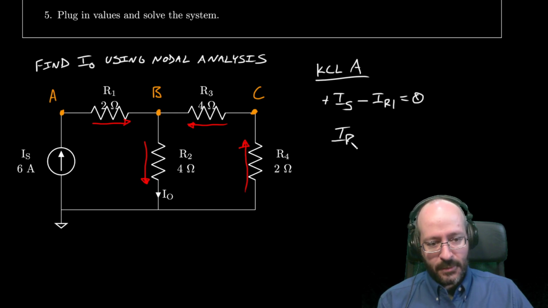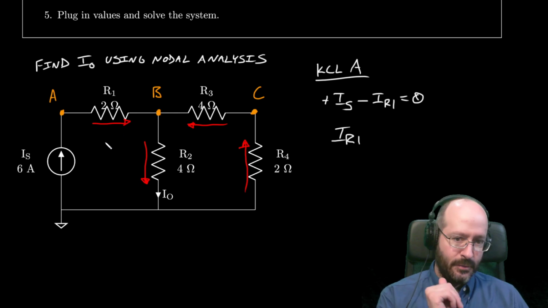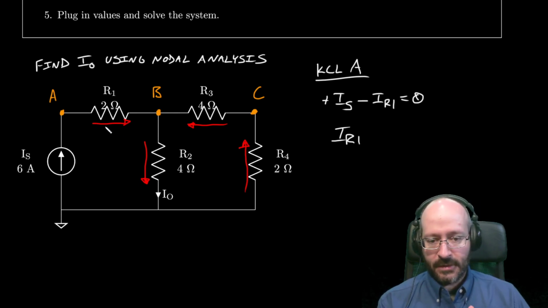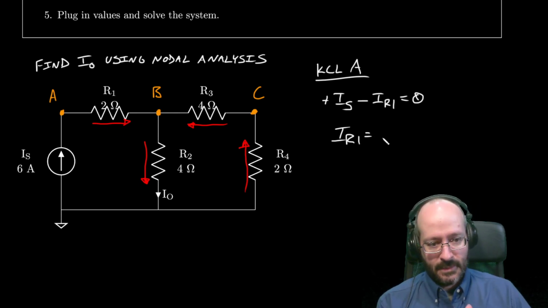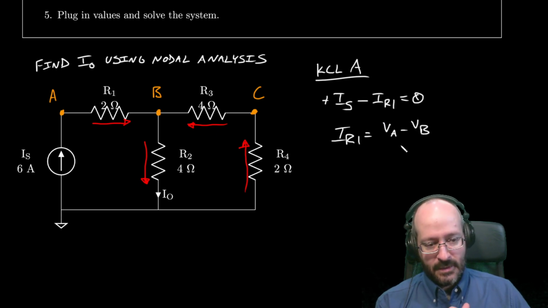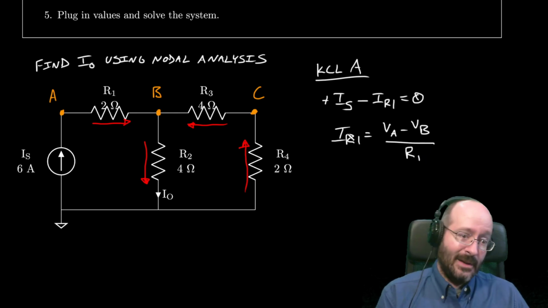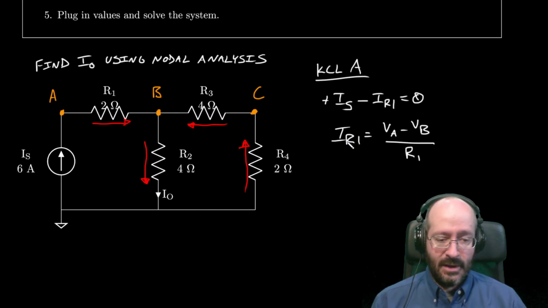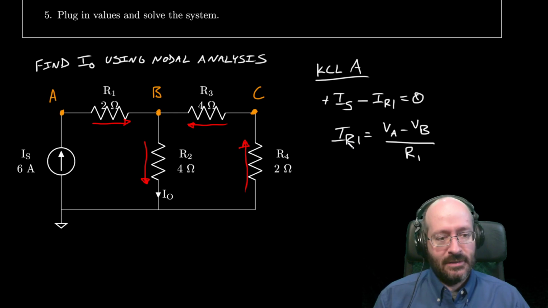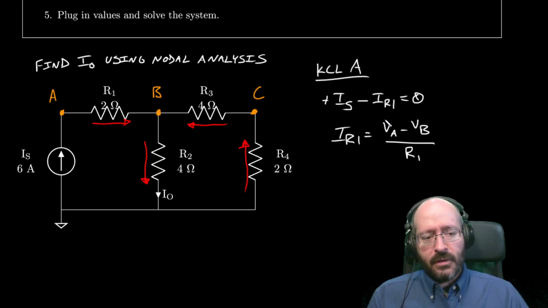IR1, if I was going to write the expression for this current, like we did a few videos ago, I would say what's the voltage at the tail minus the voltage at the tip, and I'm going to divide by the resistance. And stop and check yourself. This is a voltage, this is a resistance. Divide those, and I'm going to get a current. Okay, so we'll just make sure the units are the right units. Okay, so when I have that, I can plug it in there, right?